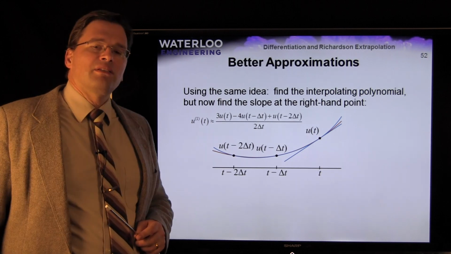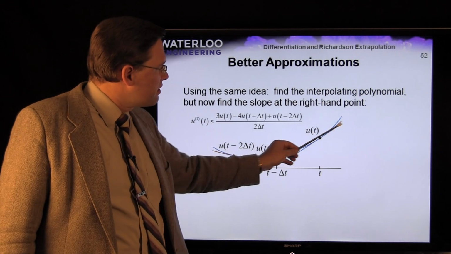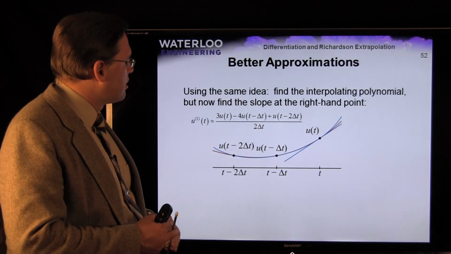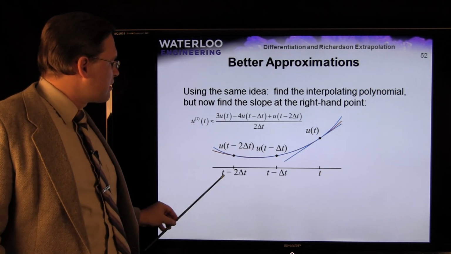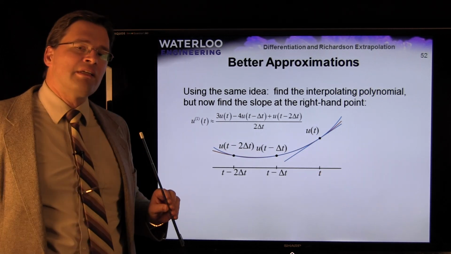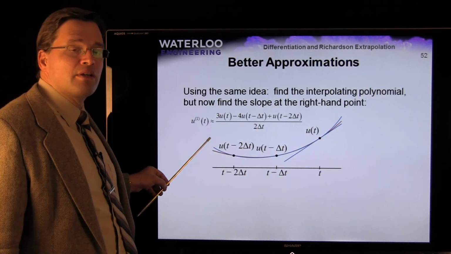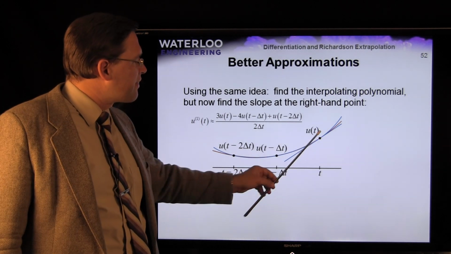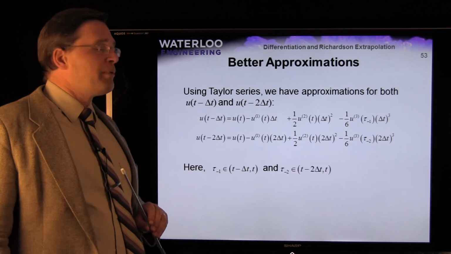However, there's a different way we could do it. Instead of finding an interpolating line between these 2 points, let's take 3 points back in time, t minus delta t, and t minus twice delta t. Let's find the interpolating quadratic that passes through those points, differentiate it, evaluate the derivative at that point, and we actually get another approximation.